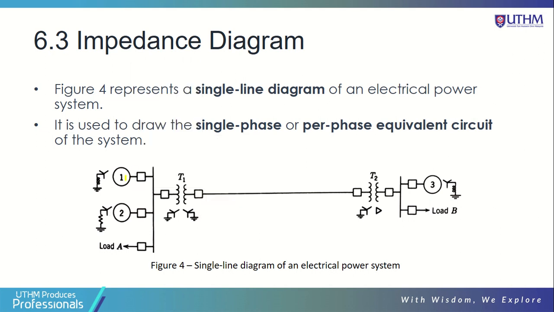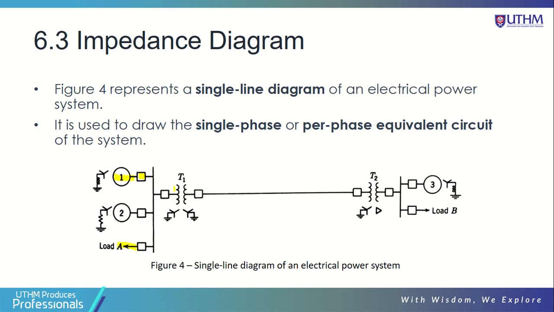Okay, this one we call a generator. This one is a circuit breaker. This is a bus, which is connected to generator 1, generator 2, and the load. This one we call a load. This arrow we call a load.